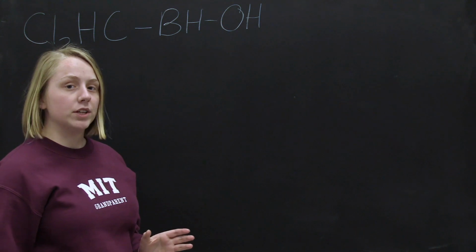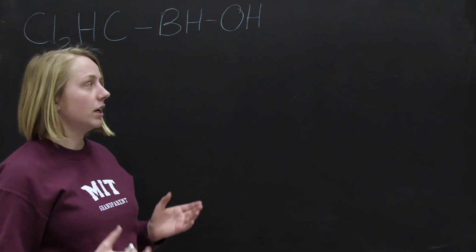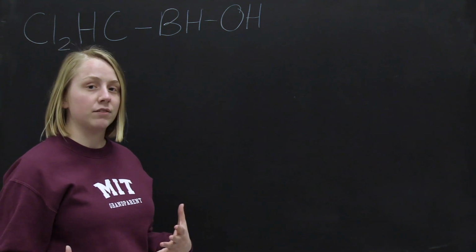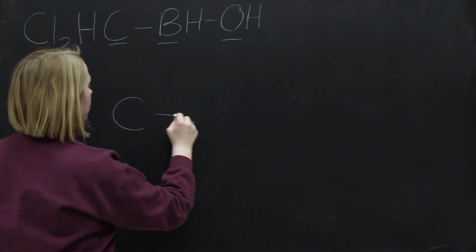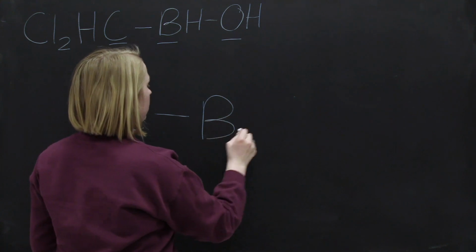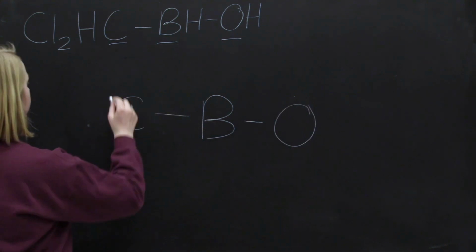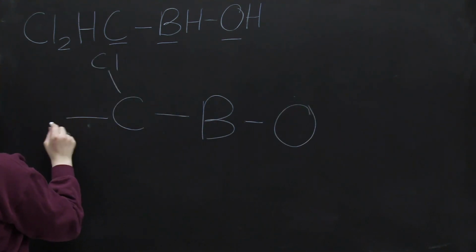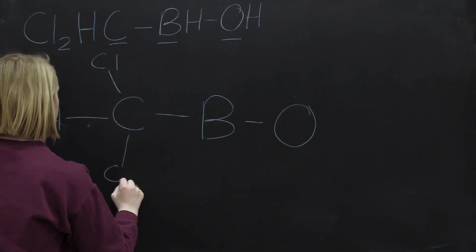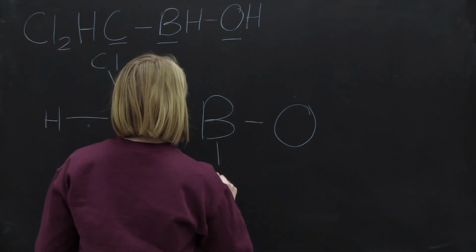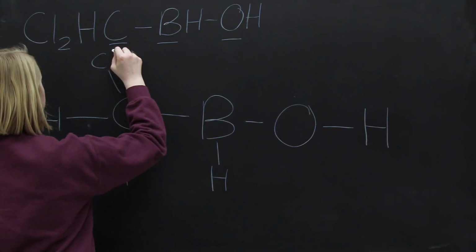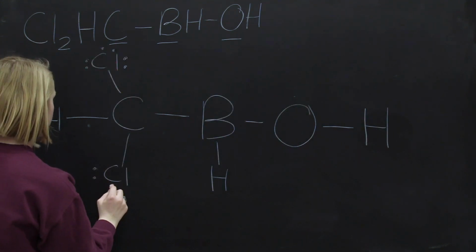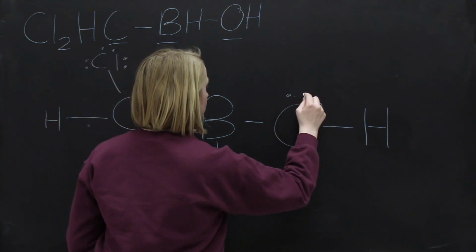So first, we're going to draw the Lewis structure for this molecule. As with before, we're going to identify the backbone atoms in this molecule. So in this case, the backbone atoms are C, B, and O. And now we're going to attach the other atoms to them. And now we're going to check and make sure that there are the proper number of valence electrons around each atom.